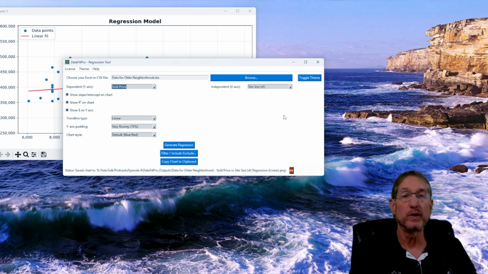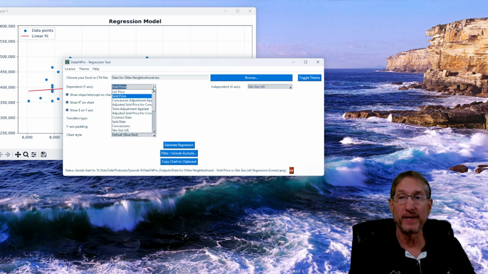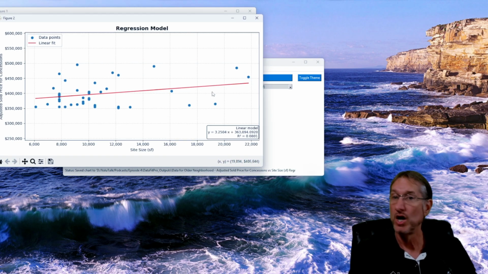So let's go ahead and load up the sell price that's been adjusted just for concessions and see if there's any change. So we're about $3.25 a square foot. Now that's higher. That tells me concessions are inflating the apparent land signal.